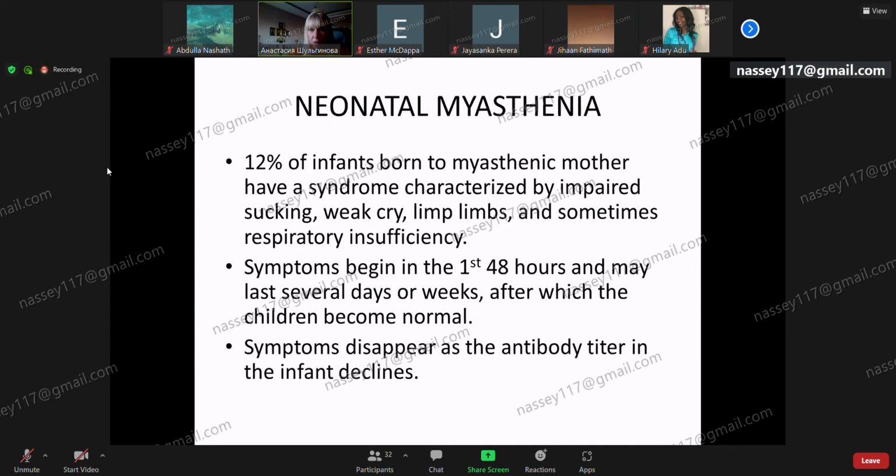About neonatal myasthenia, this is transient, where 20% of infants born to myasthenic mothers have a syndrome characterized by impaired sucking, weak crying, limpness, and sometimes respiratory disorder. Symptoms begin in the first 48 hours and may be seen only for several days or weeks, after which the children become normal without any specific therapy. Symptoms disappear because the level of antibodies decreases.